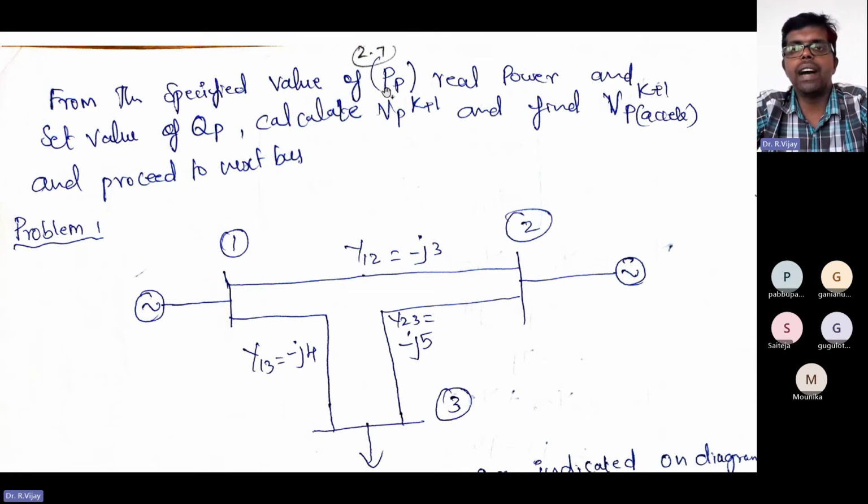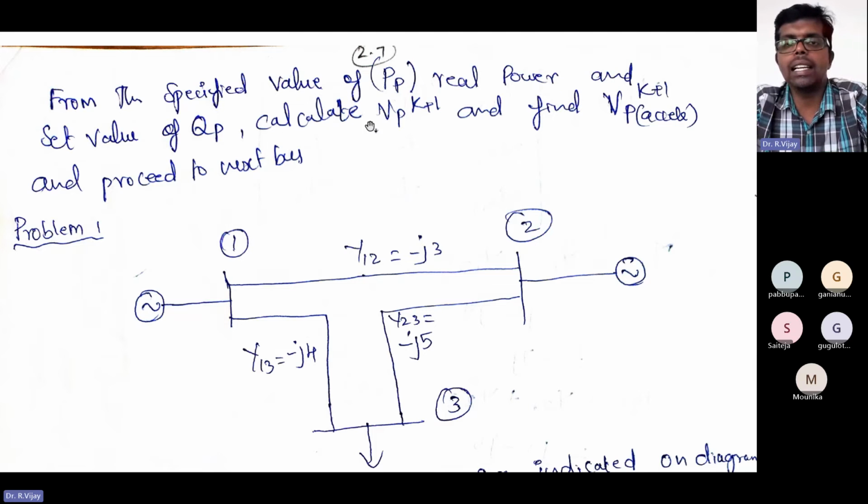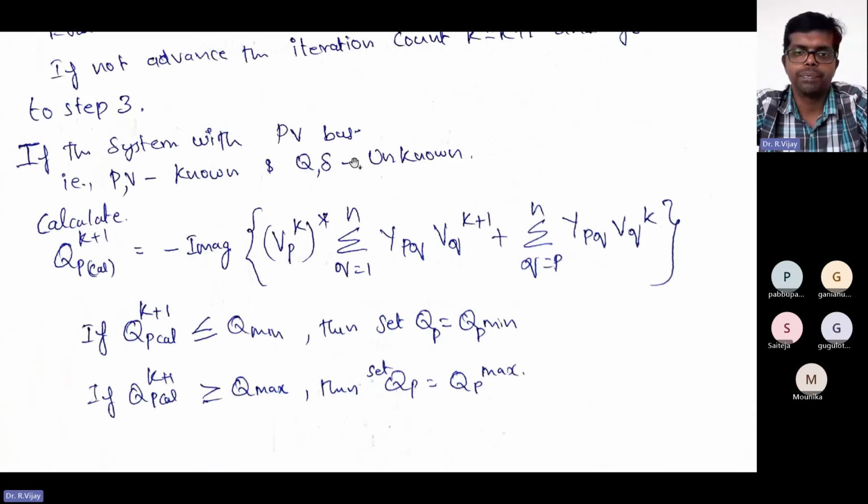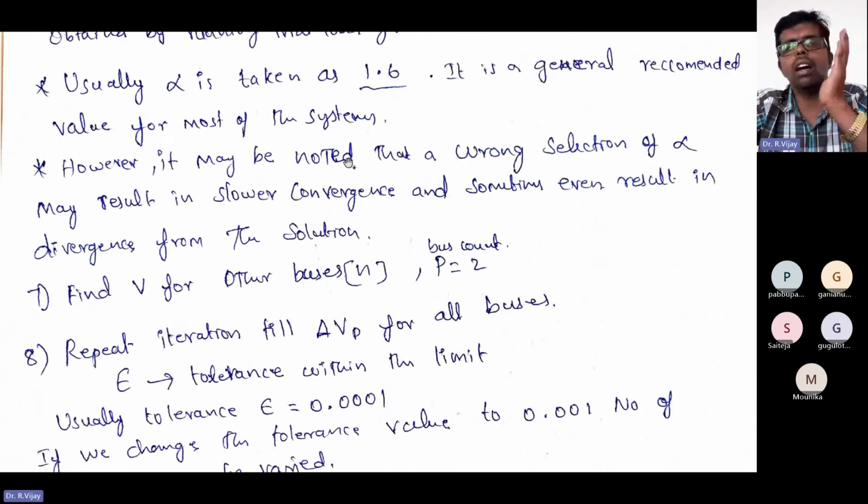So from the specified value of PP, that is real power, and the set QP, calculate VP K plus 1 and find the VP accelerated value, that is the new value, and proceed to the next bus. And this has to be repeated. Okay, the same algorithm has to be repeated. So this is the algorithm for all the things.